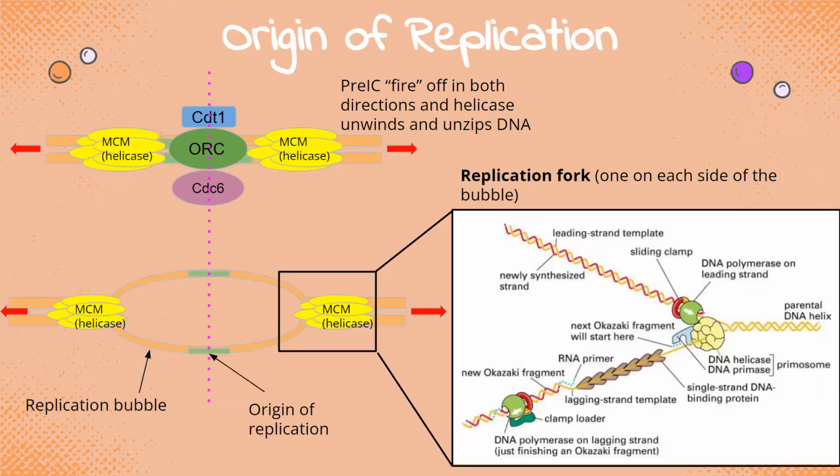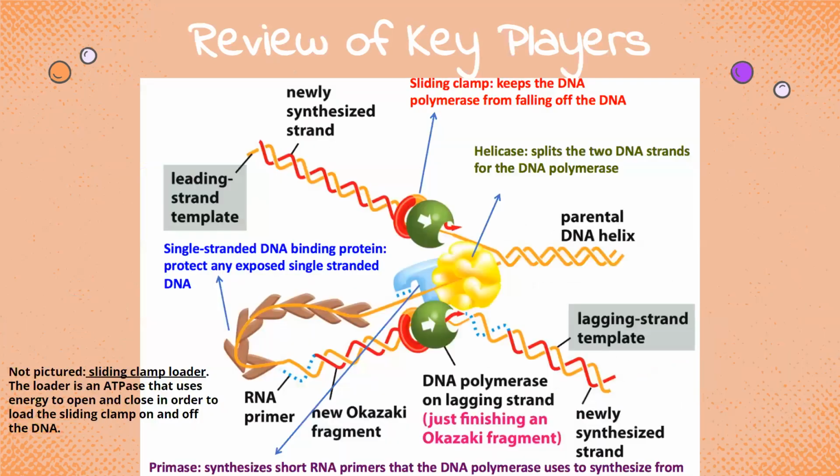Okay. So from pre-RC to pre-IC, the pre-IC is going to be firing in both directions. This is going to happen after ORC already recruited CDC6 and CDT1, and after those 2 recruit the helicase. The bottom right is a visual of what the replication fork looks like, and you have a couple of key components for this to occur, and we'll go over that next slide.